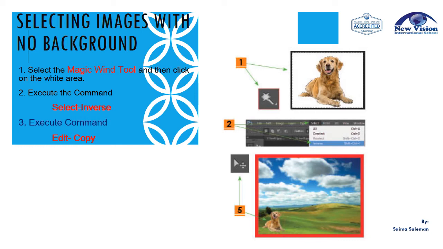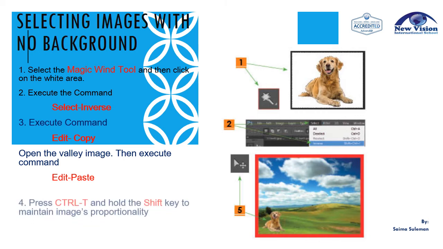Click over there, then execute the command edit copy. Then of course we will do the pasting. Then open the valley image, the previous image which we have done with the image canvas size. We will paste this dog picture over there.